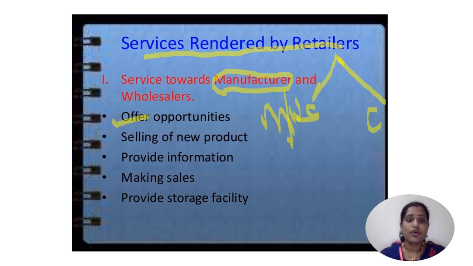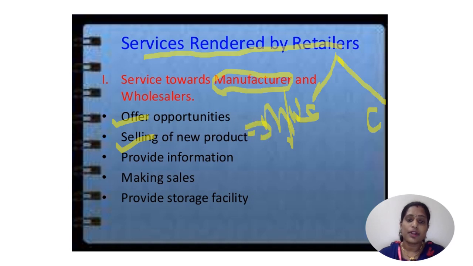They go for giving more offers and opportunities to sell their products to the consumer. Whenever a new product comes, different varieties of opportunities will be given, so that he takes that chance of taking a new product. Here, see, selling of a new product.